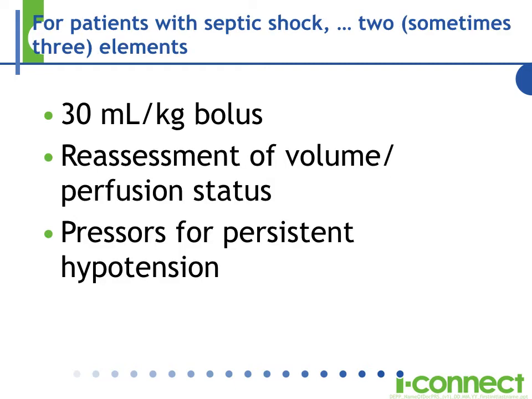For those patients with septic shock, 2 or sometimes 3 additional elements must be documented. For all patients with septic shock, you have to give them 30 ml per kilogram bolus. For all patients with septic shock, you must reassess the volume and perfusion status after the 30 cc per kilogram bolus is given. And for patients who have septic shock as defined by persistent hypotension, pressors must be started immediately after the 30 cc's per kilogram bolus is given when there's persistent hypotension, but before the end of the 6-hour window. You'll notice that the first element here, the 30 cc per kilogram bolus, is a 3-hour element, and the other 2 are 6-hour elements. You'll also notice that the fluid bolus is a reported element only for patients with septic shock. It's not part of the severe sepsis requirement.